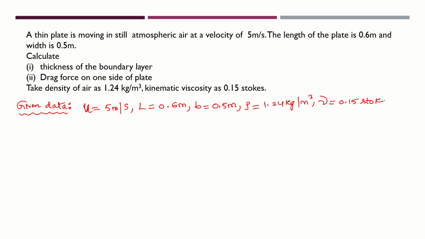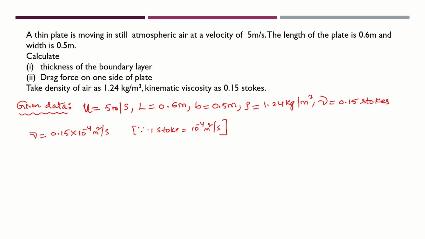So we have to convert this stokes into meter square per second. So we convert this as 0.15 into 10 power minus 4 meter square per second, since 1 stoke is equal to 10 power minus 4 meter square per second. To know this conversion, you can check out my video on viscosity in the fluid mechanics playlist. Okay, so this is our given data.